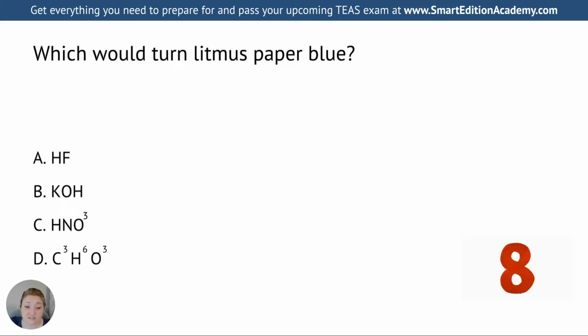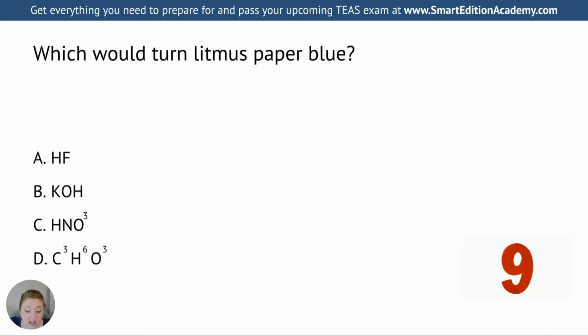Here's our next question. All right, which of these would turn litmus paper blue? So it's basically asking you to identify which one is a base, because bases turn red litmus paper into blue. If you don't have all of these chemical formulas memorized, that's okay. We can use our handy trick, which is that a lot of the times acids are going to start with an H and bases are going to contain an OH. So let's take a look at our answer choices.